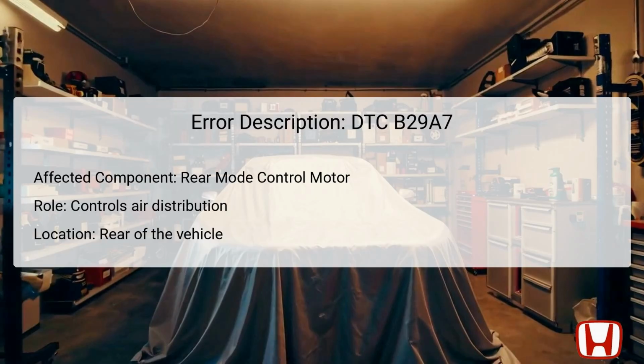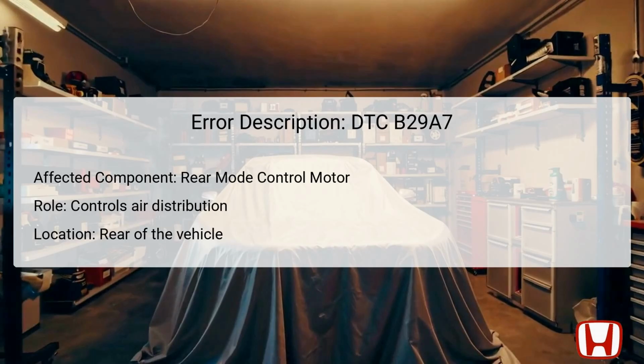The primary component affected by DTC B29A7 is the rear mode control motor. This motor plays a critical role in controlling the air distribution within the vehicle's cabin, ensuring that passengers receive the desired temperature and airflow. It is located at the rear of the vehicle, and its operation is primarily governed by signals from the climate control unit.